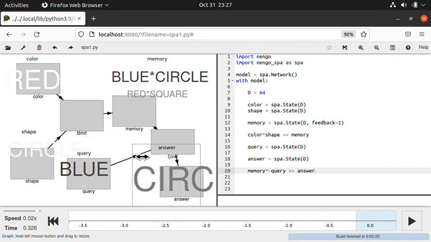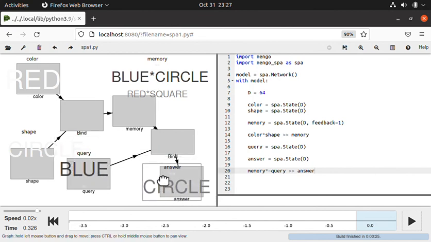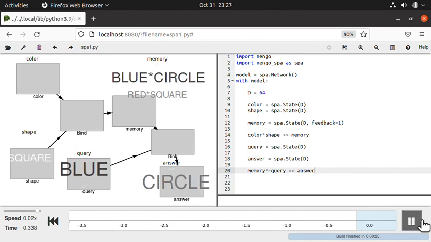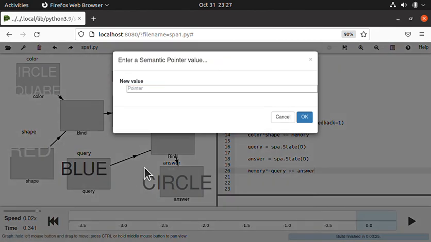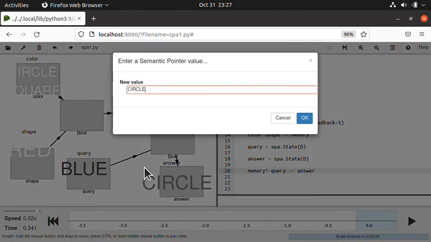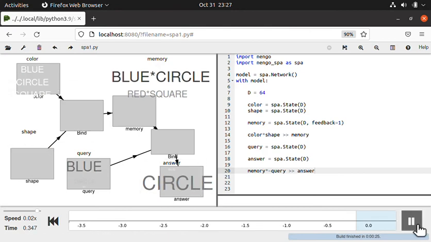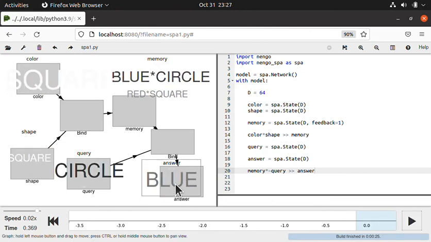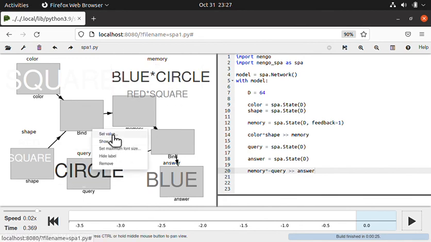Blue, and my answer is circle. I can feed in circle, and I should get out blue. Right? I'm getting a vector out that's kind of similar to the vector for blue.